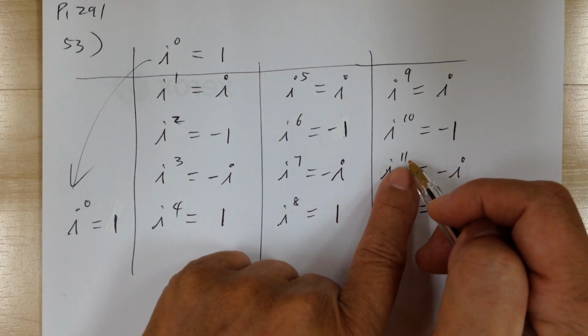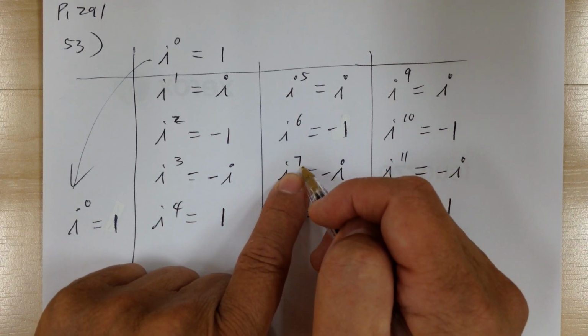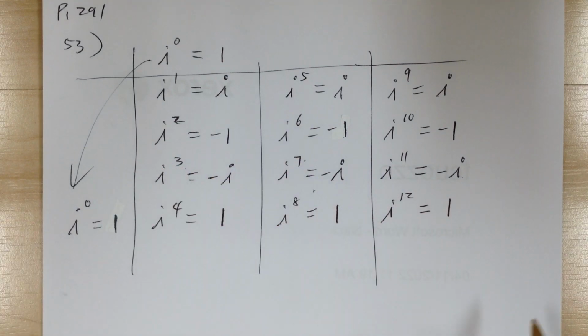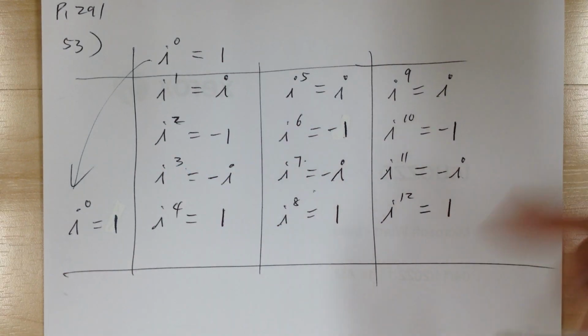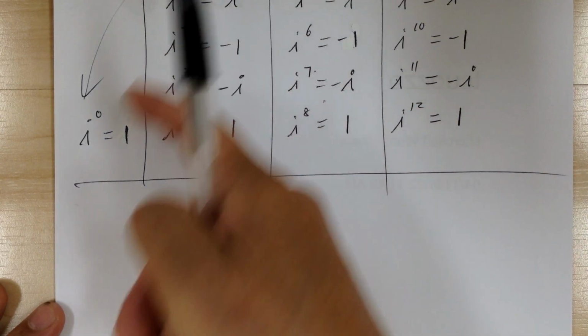So if you just go back by 4, let's say you have i to the 11, you go back by 4, you get i to the 7. See, you can go back again, i to the 3. Okay, so that's the pattern. The pattern is going in a cycle of 4. So you can go back by 4, back by 4, back by 4.